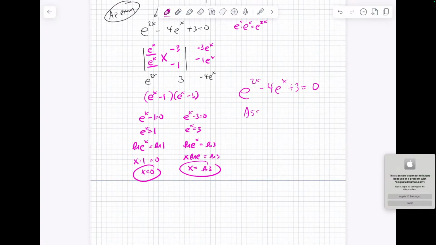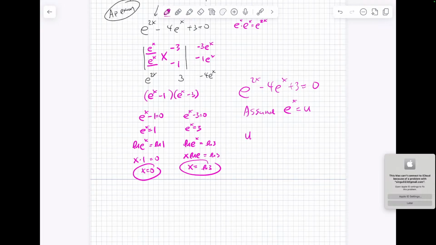Assume e to the x equal to u. It's called u substitution. So this becomes u squared minus 4u plus 3, and this becomes u minus 1 times u minus 3. And you can substitute the u back: e to the x minus 1, and e to the x minus 3.